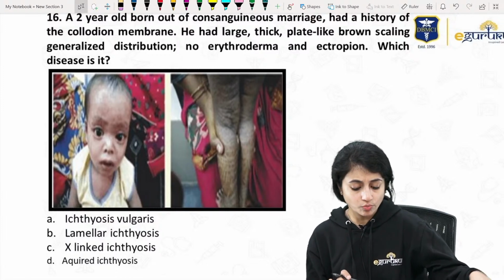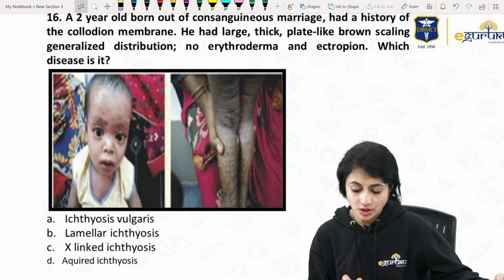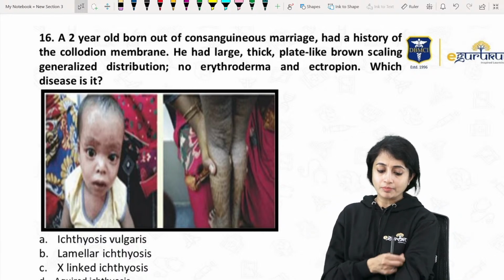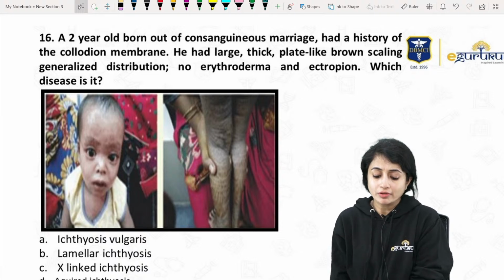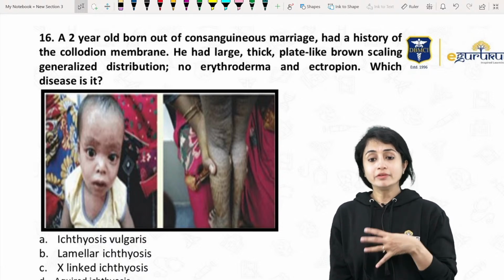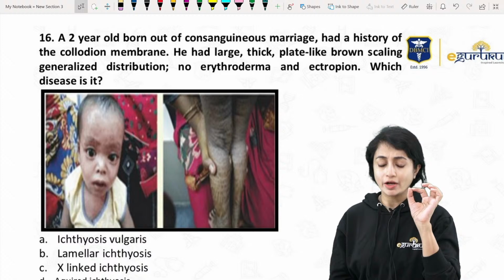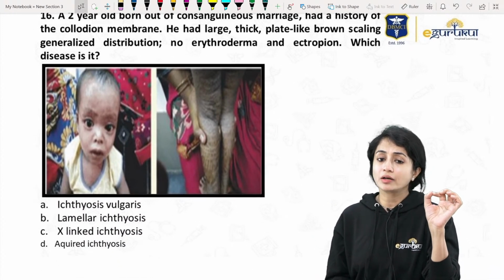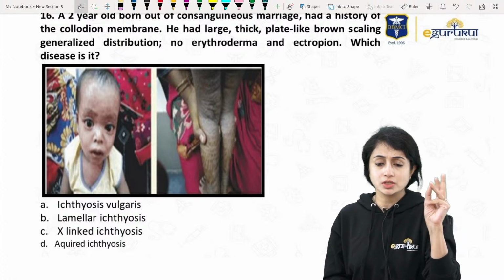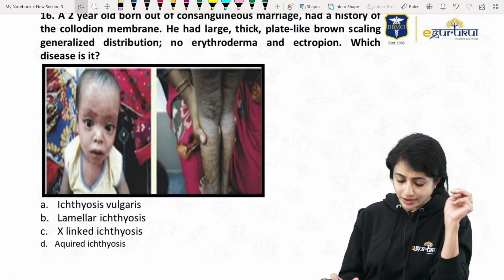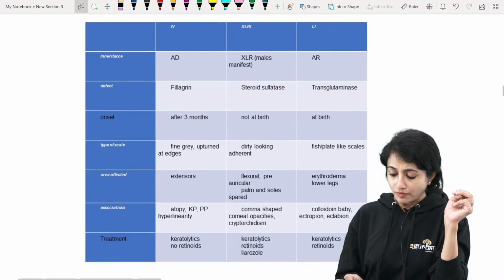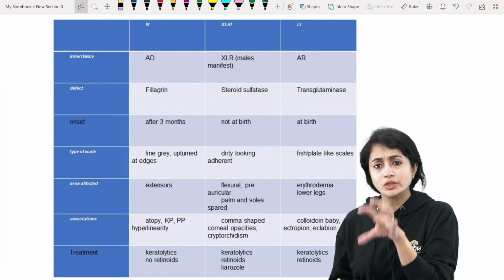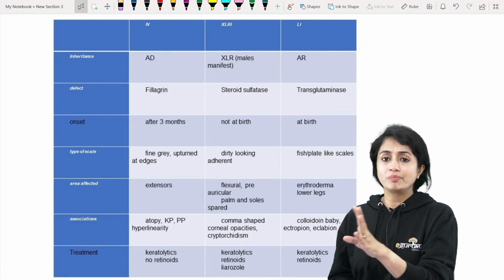A 2-year-old born out of a consanguineous marriage had a history of collodion membrane. He had large, thick, plate-like brown scaling, which was generalized in distribution. Now, whenever you get ichthyosis questions, you have to broadly classify between ichthyosis vulgaris, lamellar ichthyosis and X-linked recessive ichthyosis. These are the 3 ichthyoses that are commonly asked. I have tabulated it in the table here, so that would help you, and I'll only discuss the important points which help me differentiate.